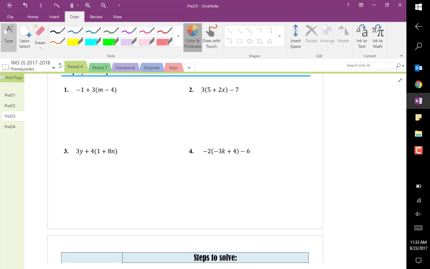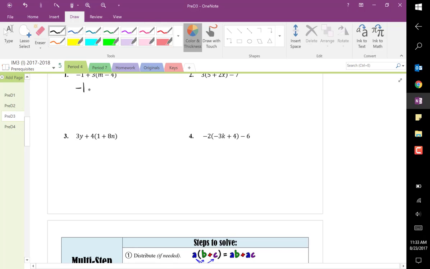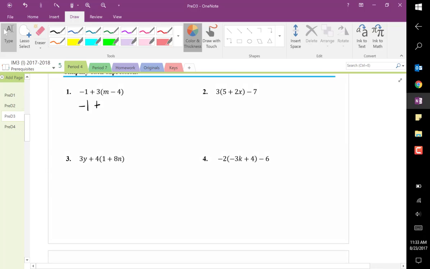So this guy really doesn't exist right now. Okay, so let's just bring him down because we're not going to touch him. Does nothing for me right now, the 1. In order to distribute, it has to be right next to the parenthesis. It can't be all the way out there. But we can distribute because we just practiced it.